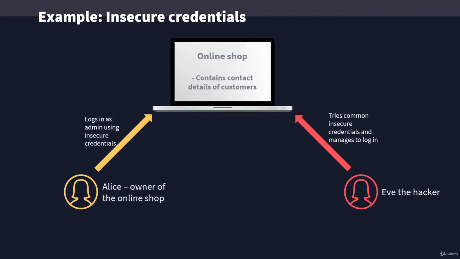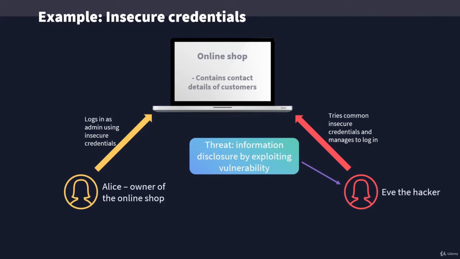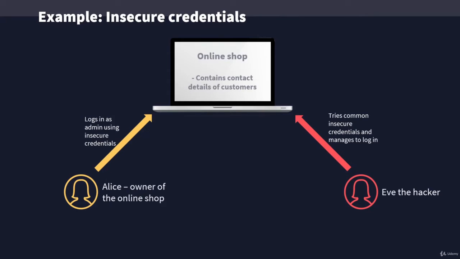First, we have the online shop, which is an asset. The database containing the details of the customers can also be considered an asset. Then, we have the vulnerability, which in this case is the use of insecure credentials. Next, the threat, which in this case is information disclosure by exploiting the vulnerability. And then we have the attack, which in this case is Eve's attempt to log in as administrator using common insecure credential combinations. Finally, we have the risk.